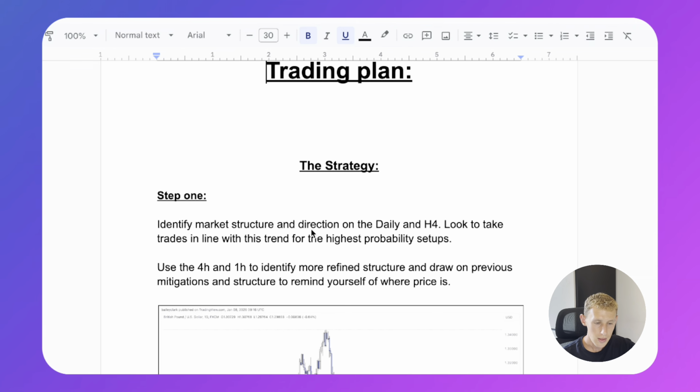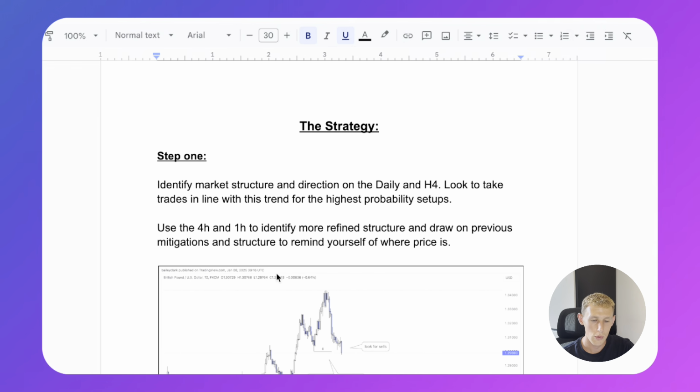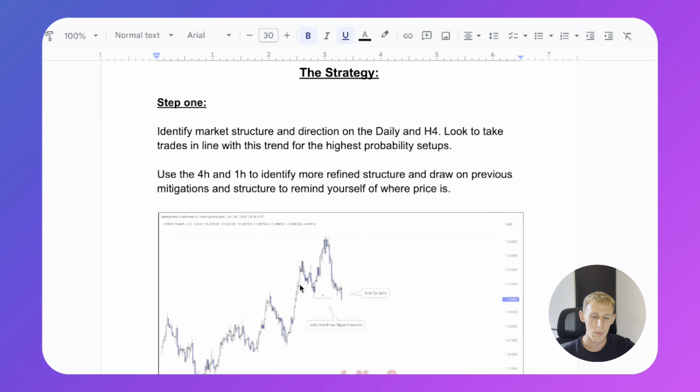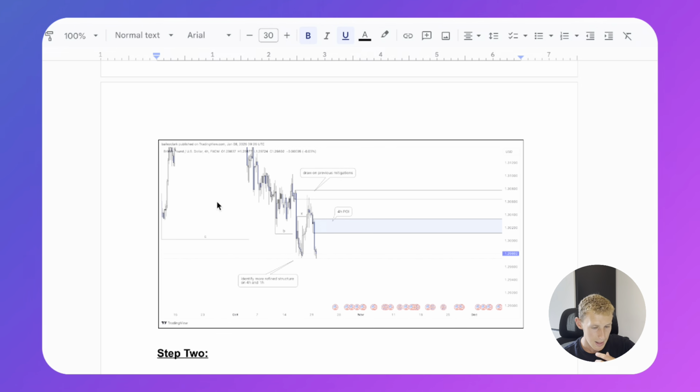So step one of the system is we're just going to go ahead and identify overall market structure on daily and 4-hour time frames just to see what the overall trend is and where price is likely heading. And then I'm also breaking this down to the hourly time frame just to identify any more refined structure and draw on any previous mitigations. What I mean by this, by the way, is if you have a look at this image, you can see here we were in this bearish trend, price created this breaker structure, and you can see it pull back, react from supply, and then push away.